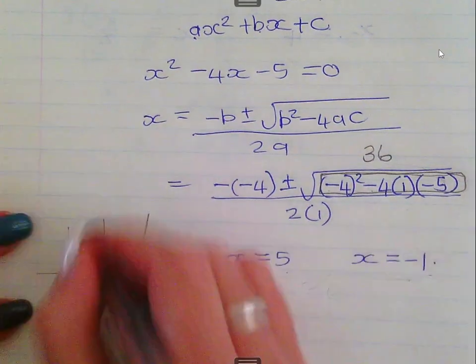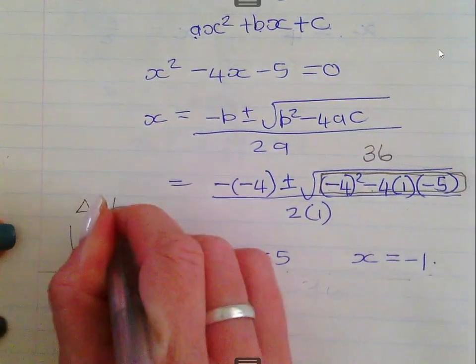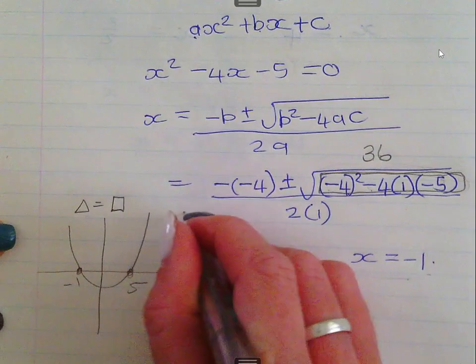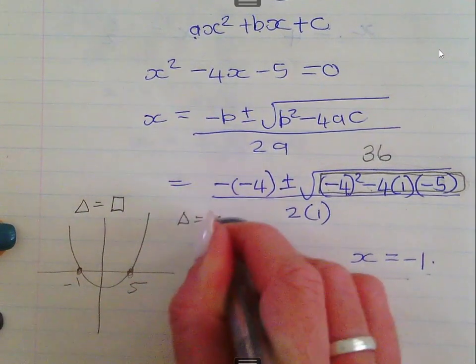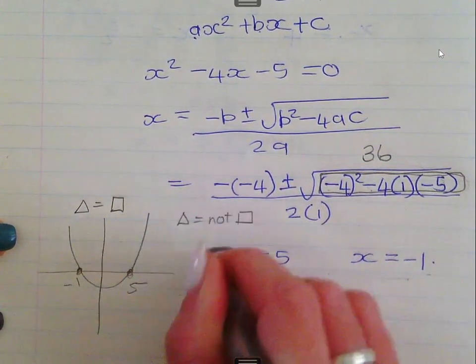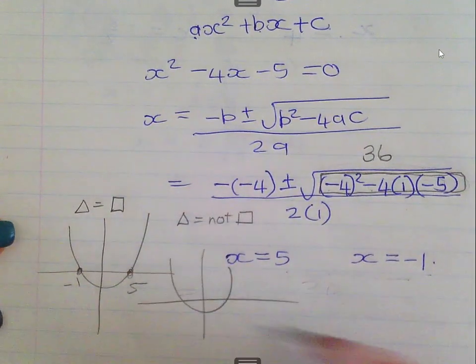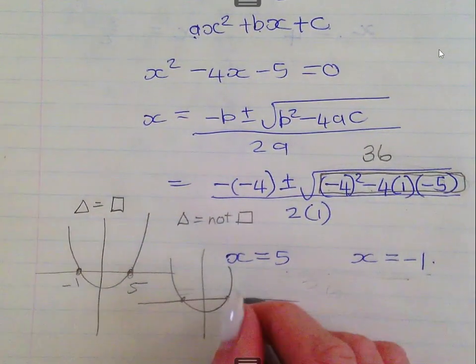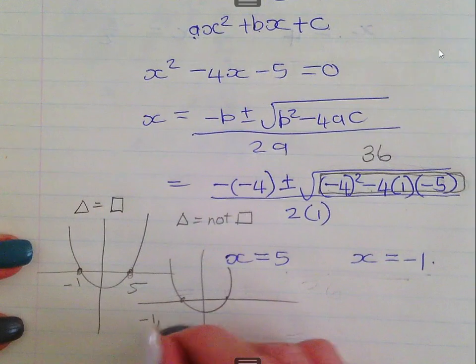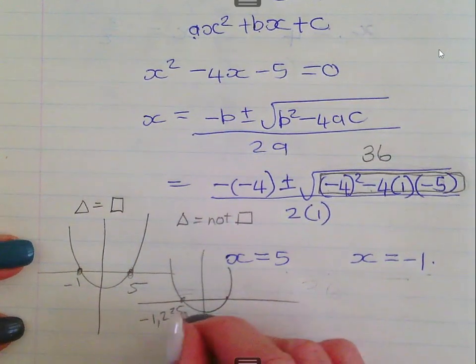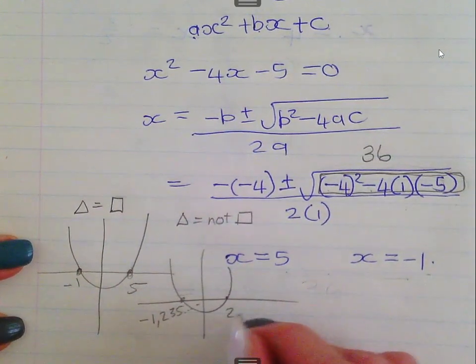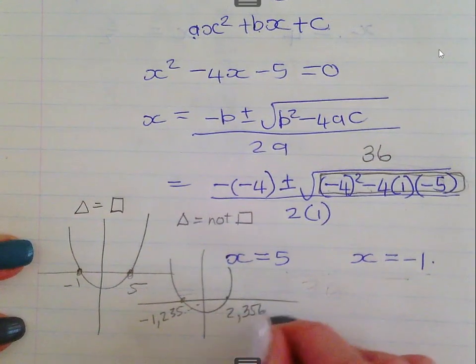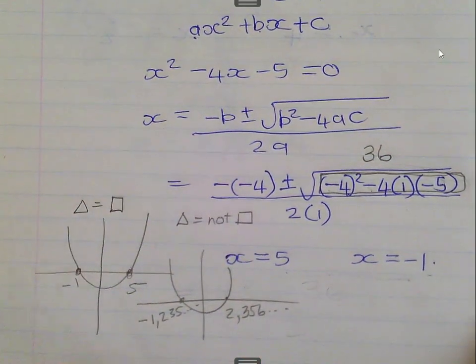So in this one, delta was a perfect square. If delta is not a perfect square, we know that it's going to cut, but these two values are going to be irrational, going on until forever. For example, like this, going on forever. Right.